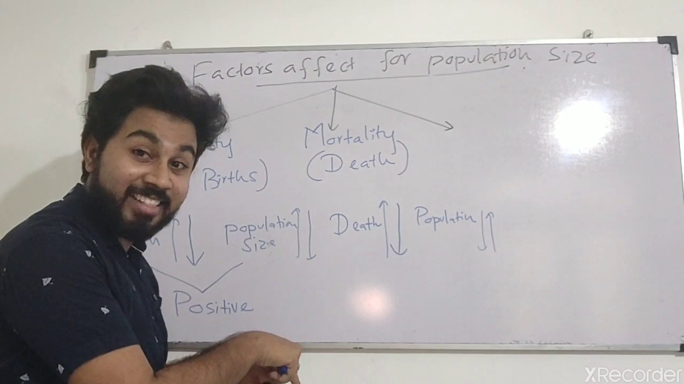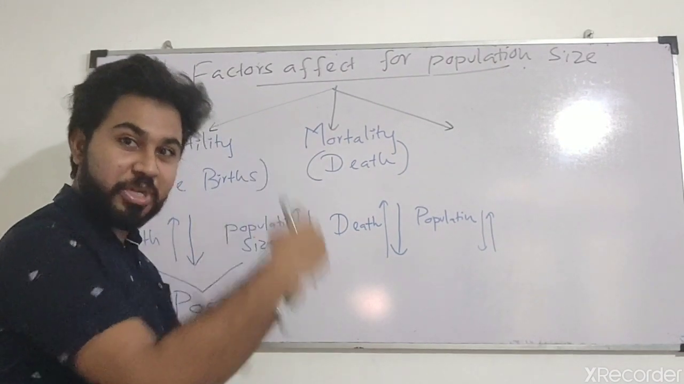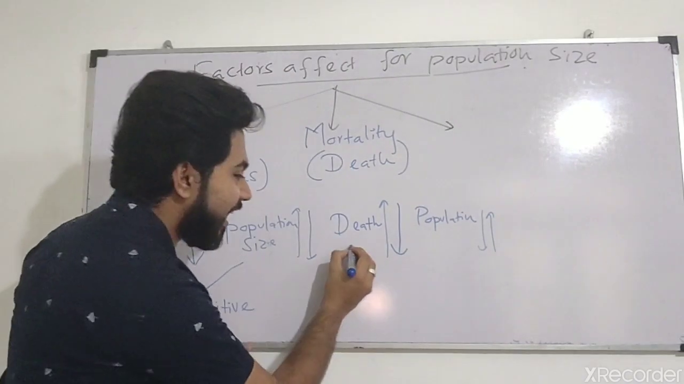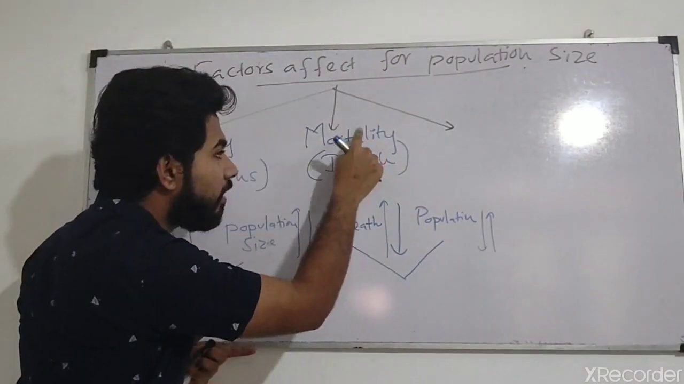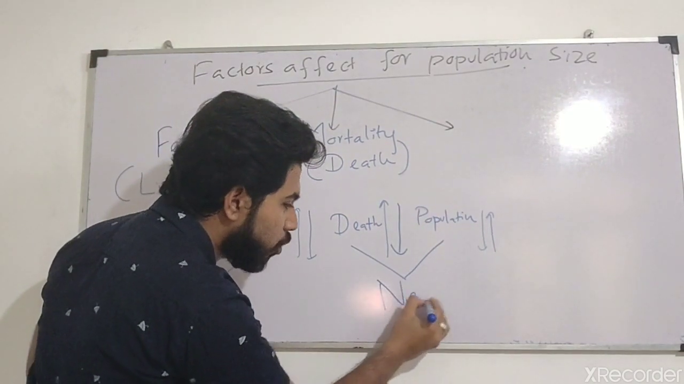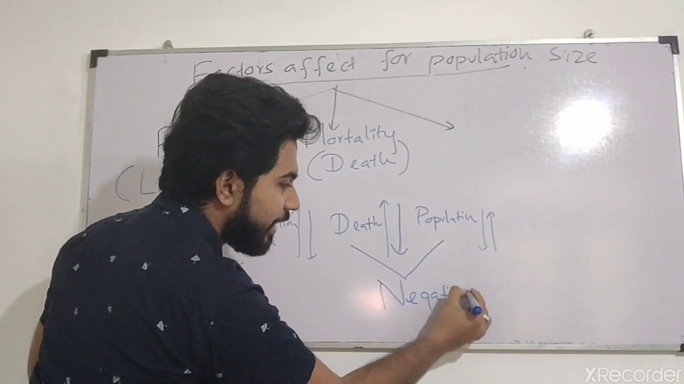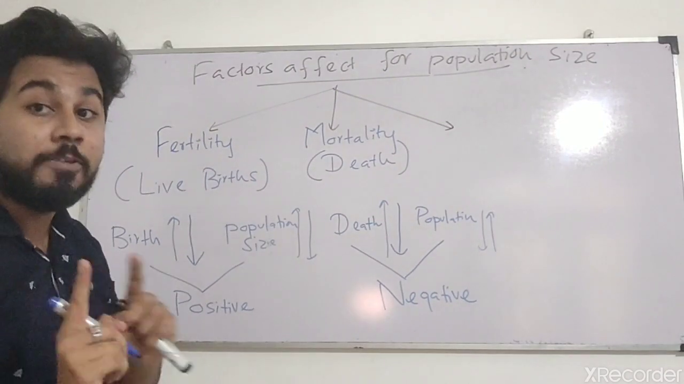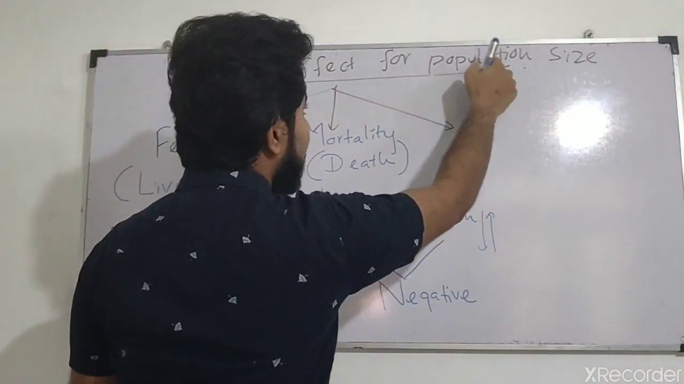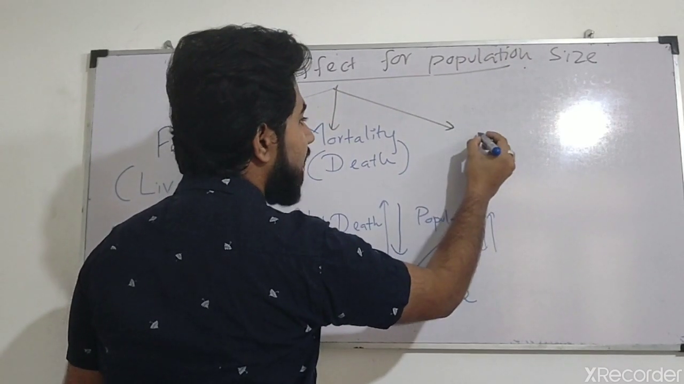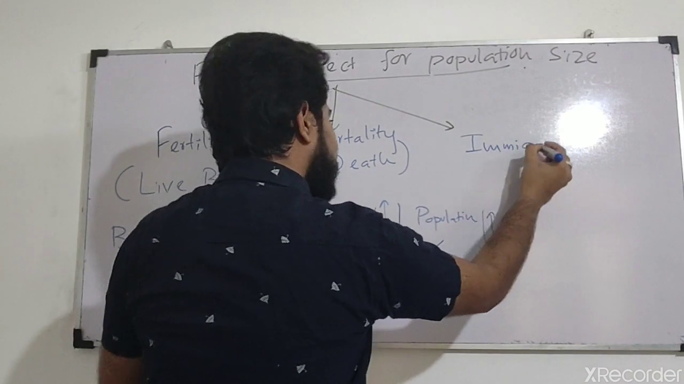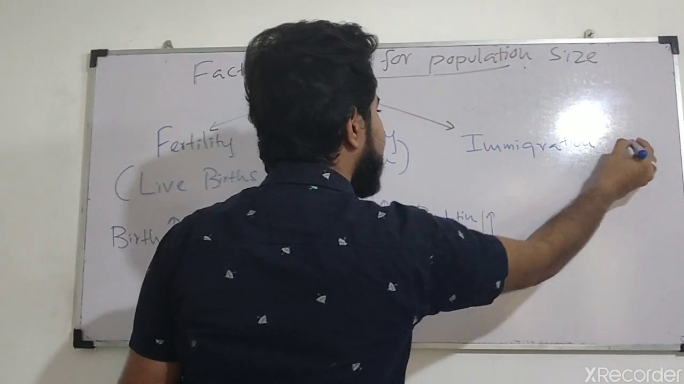When death cases decrease, population increases. When death cases increase, population decreases. It is very clear that mortality and population have a negative relationship, or an inverse relationship. And the next one, the third factor that affects the population size, is what? Immigrations and migrations.